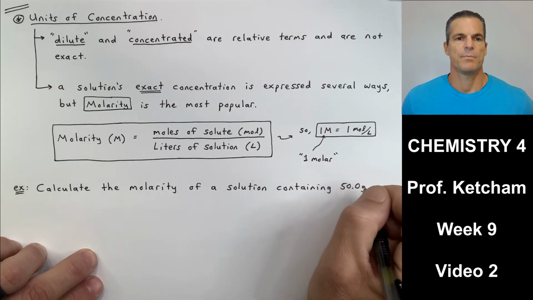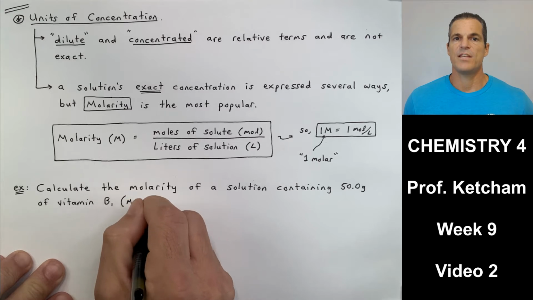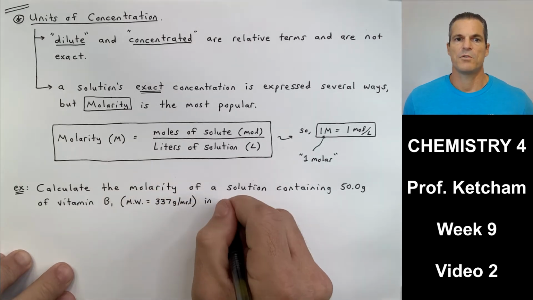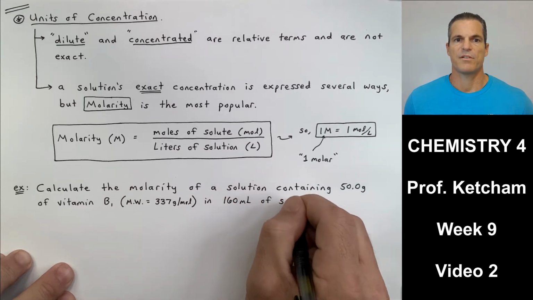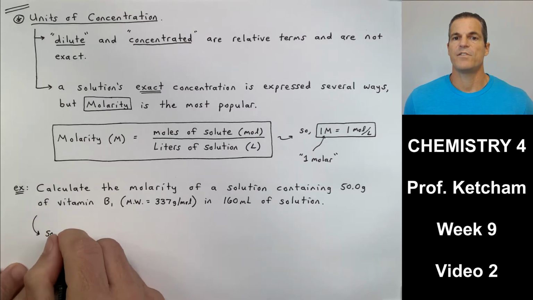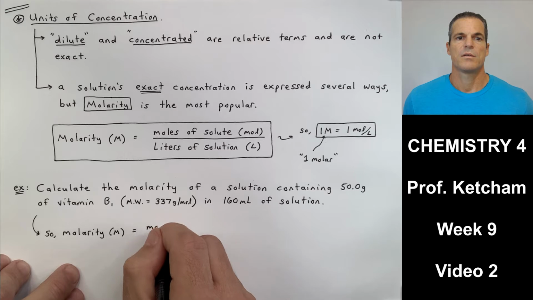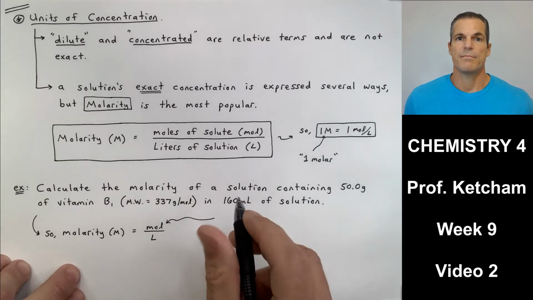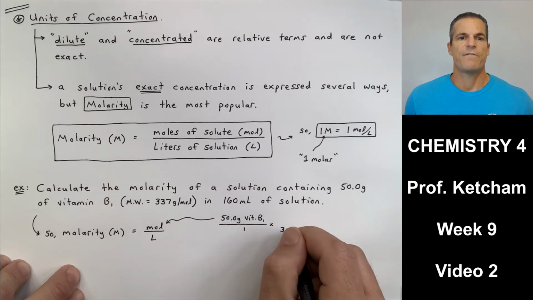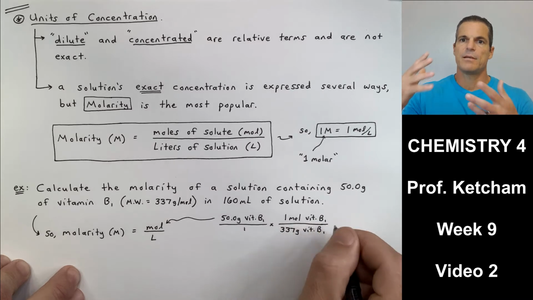Examples. Examples help. Calculate the molarity of a solution containing 50.0 grams of vitamin B1, and I've given you the molecular weight of 337 grams per mole. So calculate the molarity of a solution containing 50.0 grams in 160 milliliters of solution. So molarity, big M, is equal to moles per liter. So if I want to find the molarity, I have to find moles and I have to find liters and then put them together.